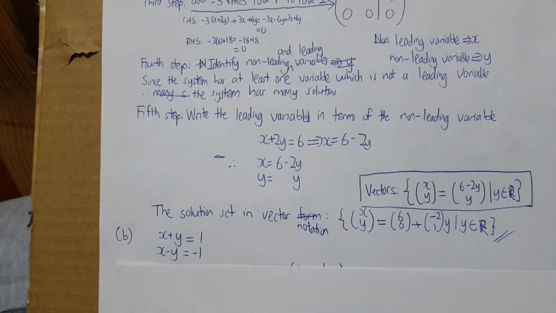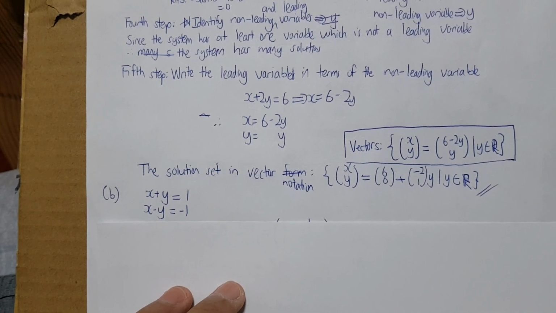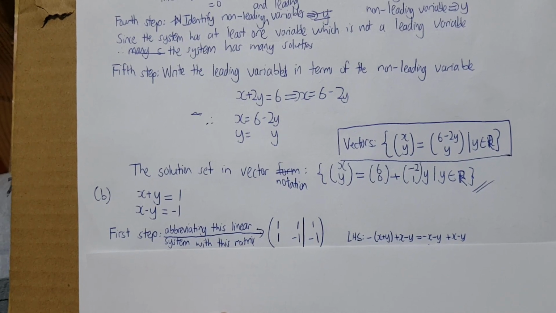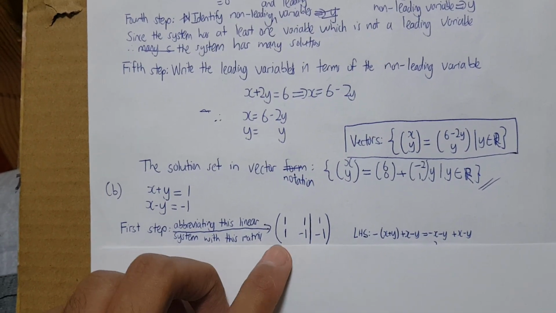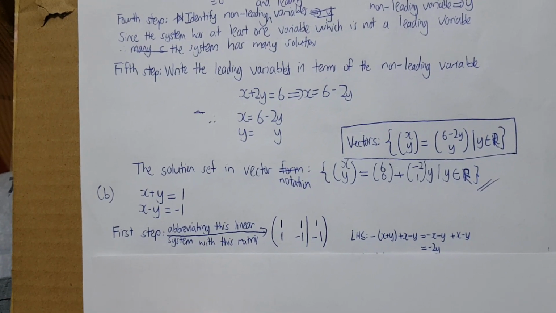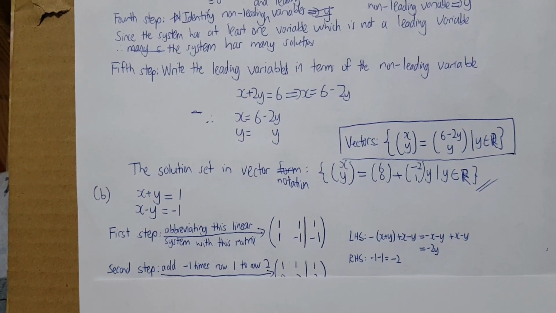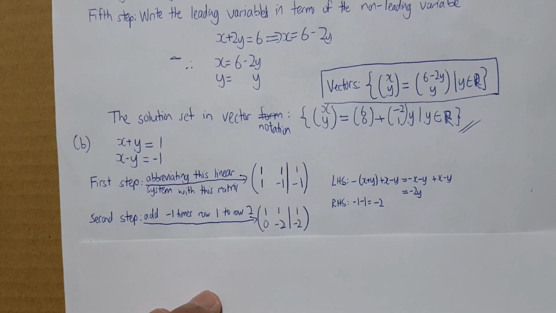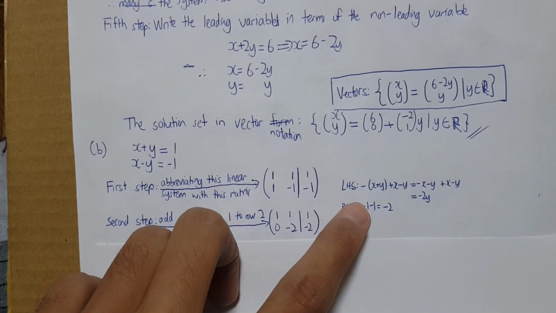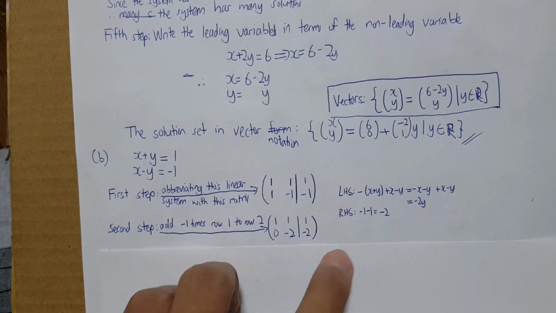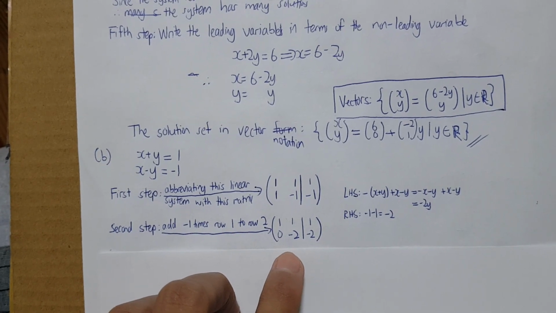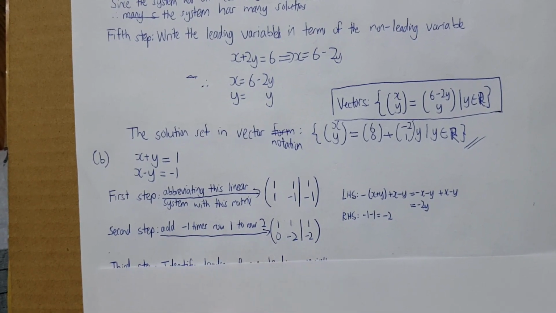Now for the second example, it's the same thing. The first step is the easiest: abbreviating this linear system with this matrix as seen here. The second step, you want to eliminate the x variable in the second row. Hence, we add minus 1 times row 1 to row 2. This is the left hand side of how we do it for the variable. So you get minus 2y, and the right hand side is minus 2. So yes, the second row has y variables, and it's written as this.